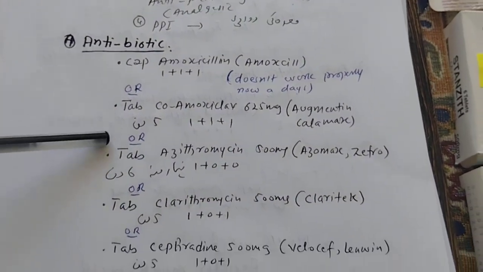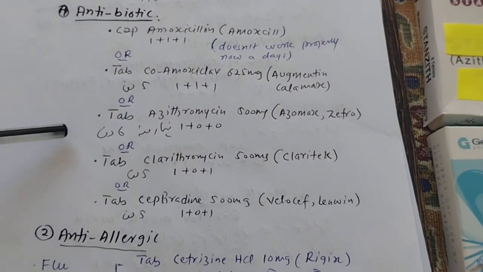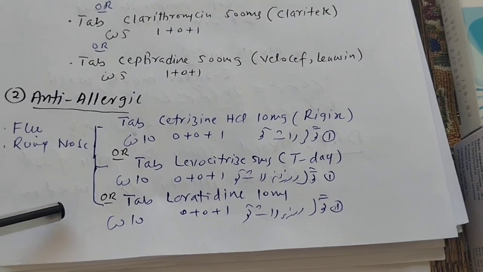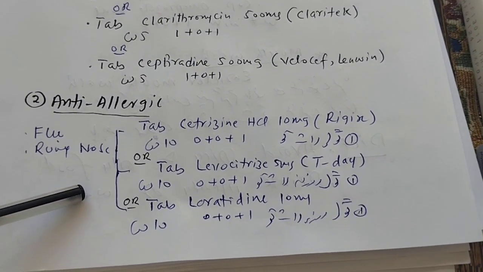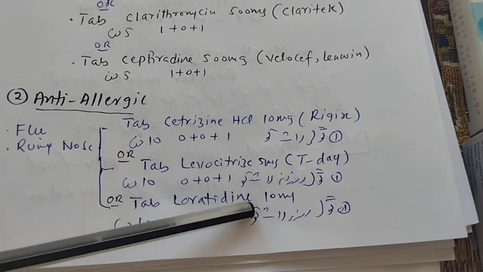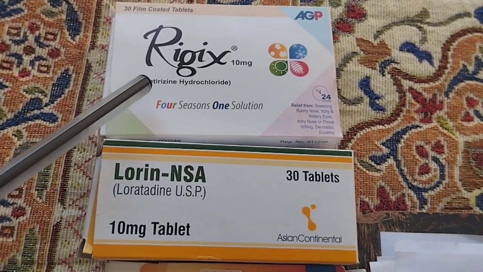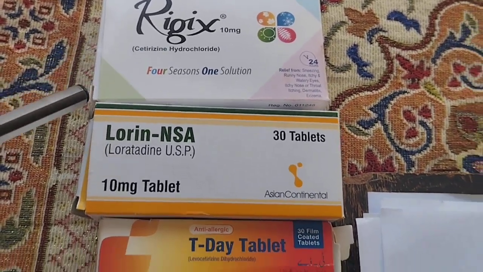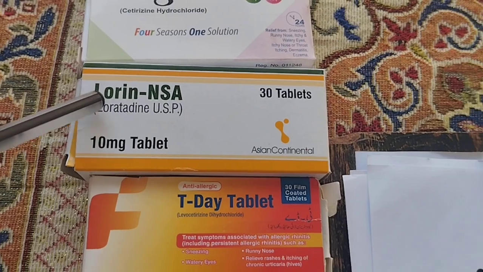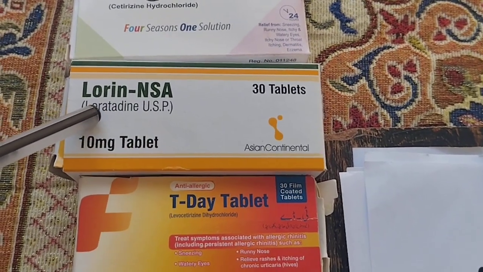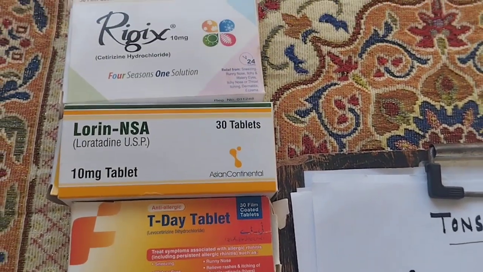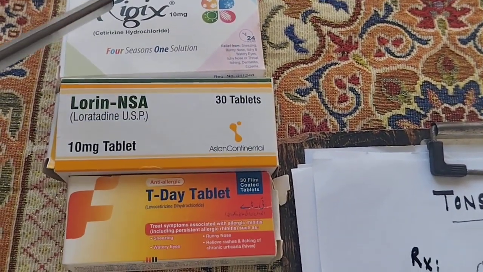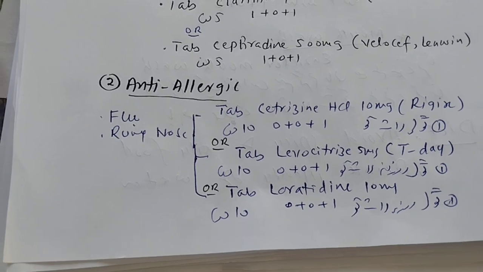So just choose one antibiotic from these, and this is the antibiotic coverage. Now we will give the anti-allergic coverage. If the patient has flu-like symptoms or a runny nose, you should choose just one anti-allergic from these: cetirizine 10 mg once daily at night, loratadine, which comes under the brand name Lorin NSA, once daily at night, or levocetirizine 5 mg once daily at night. Just choose one of these if the patient has a runny nose or flu-like symptoms.